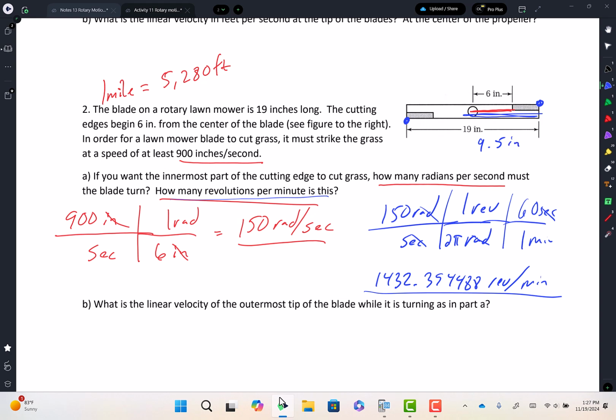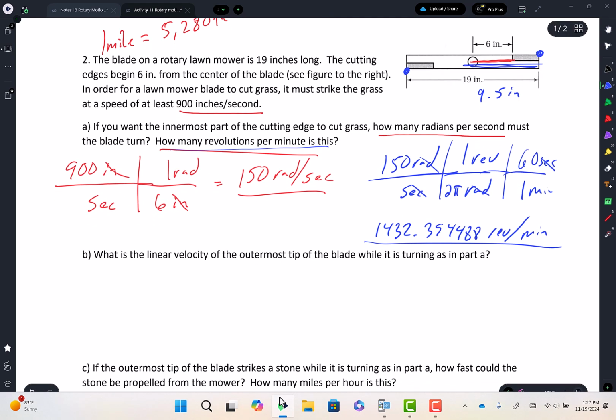9.5 inches. That's my radius, guys. Are we still okay? So here we go. Ready? This is how fast I'm spinning. Let's go from the 150. You could have always gone from the revolutions per minute, but I'm going to go from the 150 radians per second.